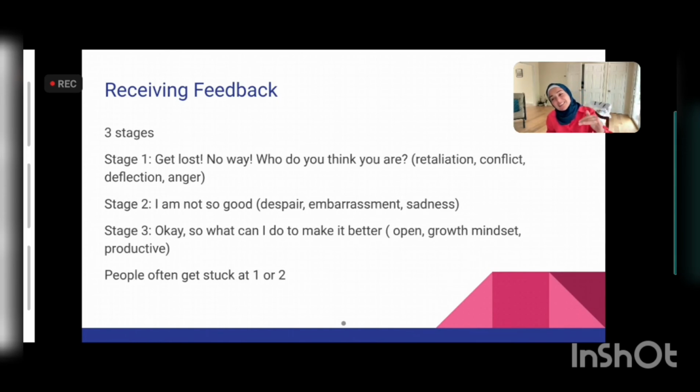Stage 2, you enter this second response of actually, it's true, I'm not very good. No, I'm not good at my job. And you kind of go into this depression or embarrassment or sadness. And then stage 3, you enter this stage of, okay, I've received this feedback. What can I do to make it better? And this is the productive stage. This is where you want to get to quickly, where your brain has become open to receiving that feedback. And your mindset is, this is an opportunity for me to grow. And it's productive. If you get stuck at stage 1 or stage 2, that's a disaster. So that's something to think about. Can we have the next slide?